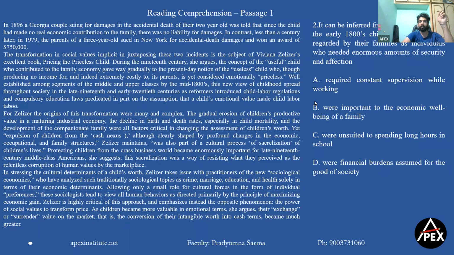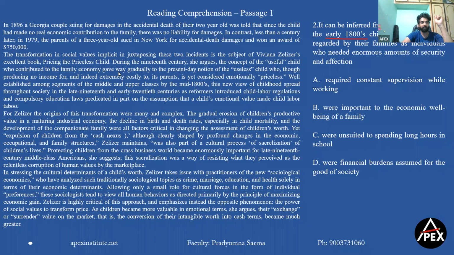Okay. So now in the second question, we can see that it can be inferred from the passage that in the early 1800s, children were generally regarded by families as individuals who needed enormous amount of security and affection. Now, is this what is given from the early 1800s? So when we are looking at early 1800s, where do we see that?